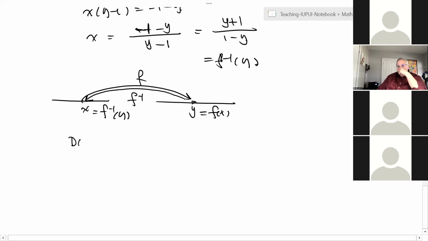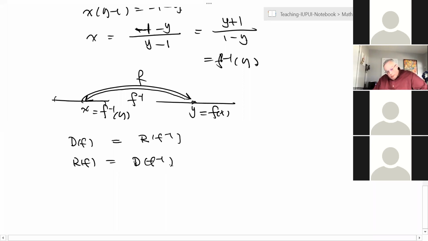So the domain of f becomes the range of the inverse function, right? Yeah, because it's coming back from it. And the range of the function becomes the domain of the inverse.